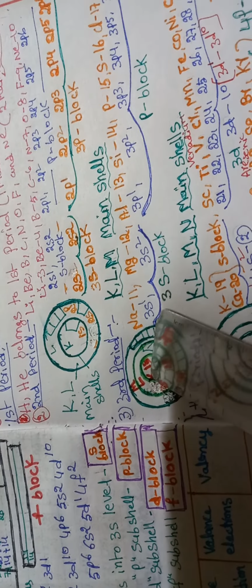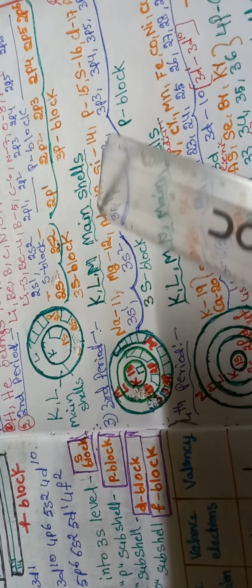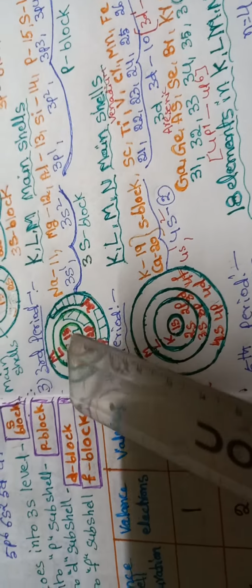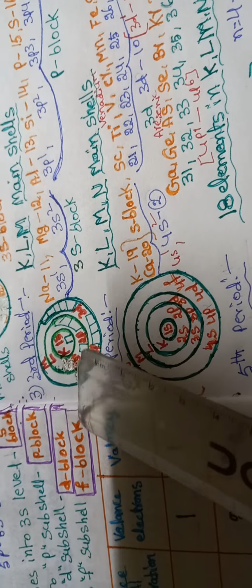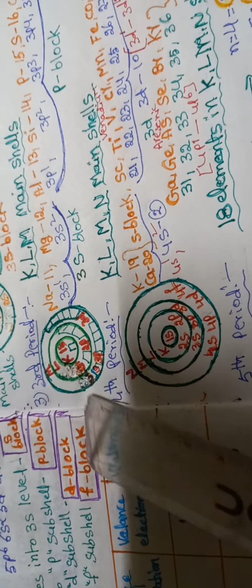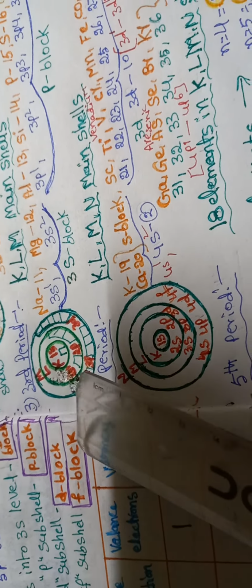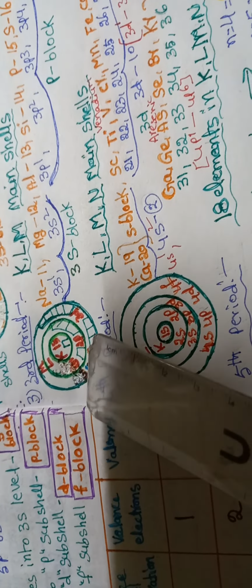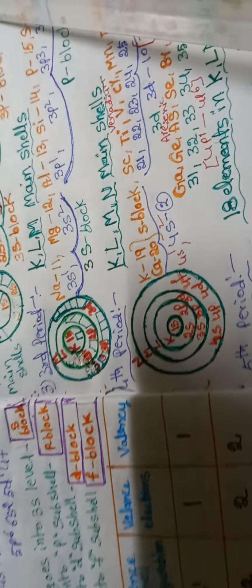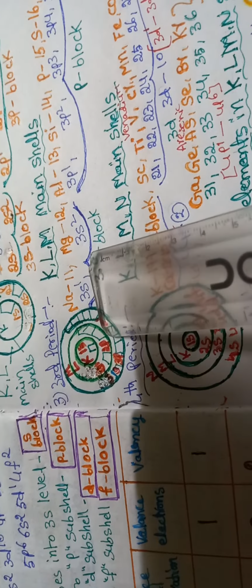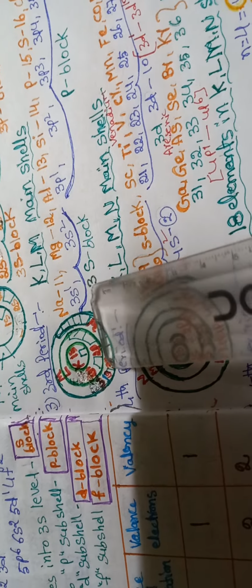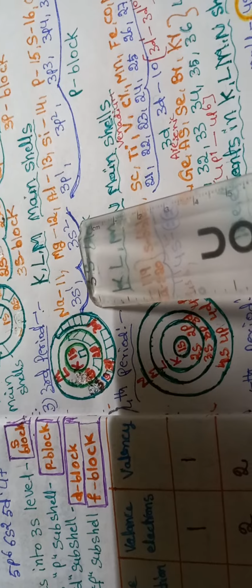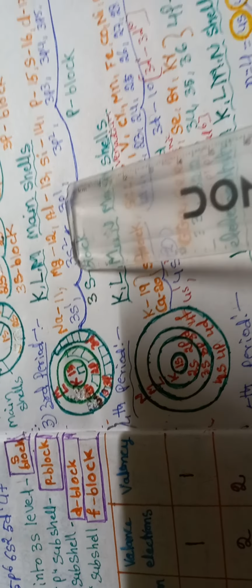In the third period, 3 main cells are there: K, L, M. Here also in this diagram we can see K, L, M. In the K, one is second L, SPD subcells are there. For example, sodium atomic number 11, the last electron goes into S. Magnesium 12, last electron goes to S.